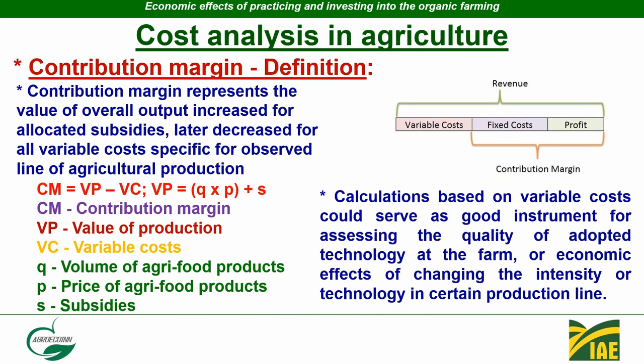Calculation of the economic indicator of contribution margin in production of a certain agro-food product considers the total sum of generated incomes according to the market value of the primary and byproducts, increased for allocated subsidies, and then subtracted for the sum of generated variable cost specific for the observed line of agricultural production. Contribution margin could be mathematically expressed by the presented formula.